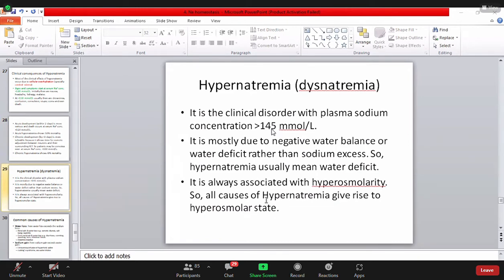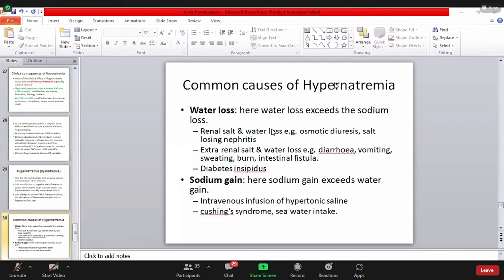Now, what are the causes of hypernatremia? Main causes are due to water loss. So what are the causes of water loss from our body? Renal salt and water loss, for example, osmotic diuresis, salt losing nephritis, and extrarenal salt and water loss, that is diarrhea, vomiting, sweating, burn, intestinal fistula, and diabetes insipidus.